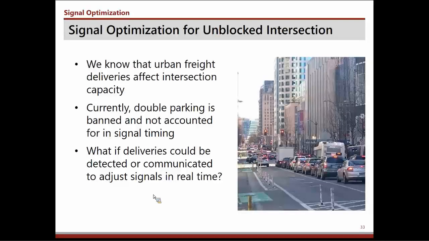So one of the things we know now is that urban freight deliveries certainly affect intersection capacity and delays. Currently, double parking is banned, and so as an illegal maneuver, it's not something that we designed for. It's generally considered something that shouldn't be happening in the first place. But the efforts to ticket for this or enforce it are not really changing behavior, and so it's a reality. And so the thinking is, what if these deliveries can be communicated or detected in real time? Is there something we can do with signals to account for this phenomena?